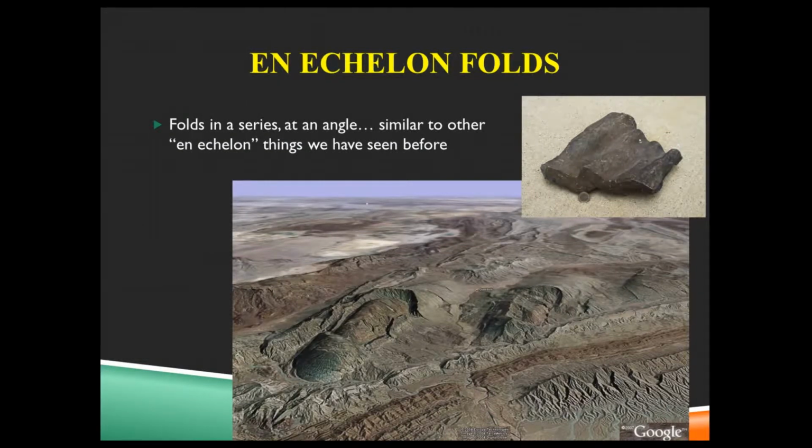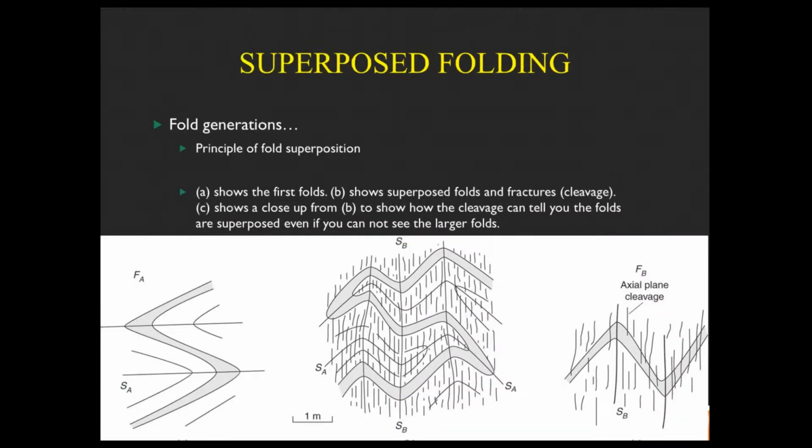En echelon folds. These are folds in a series at an angle to each other, similar to the other en echelon things we've seen before, veins and joints and so forth. So we can have small scale en echelon folds, and we can have very large scale en echelon folds. And we can have superposed folding.